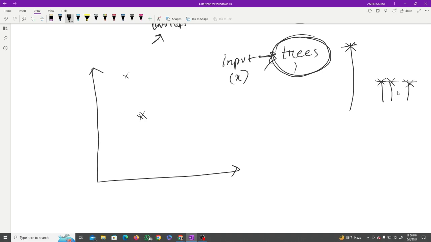And suppose in this case, its feature is the height of a tree.